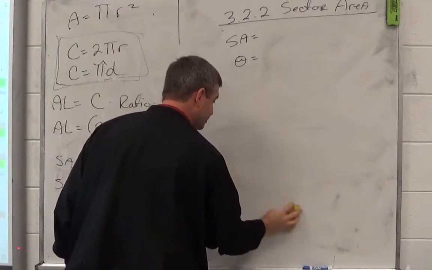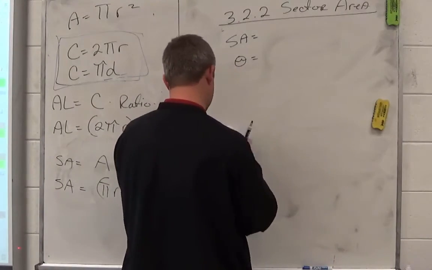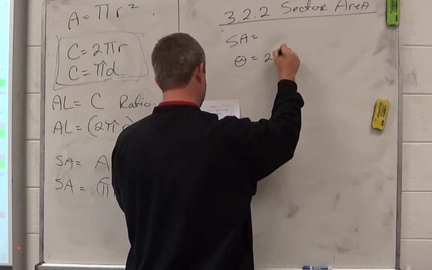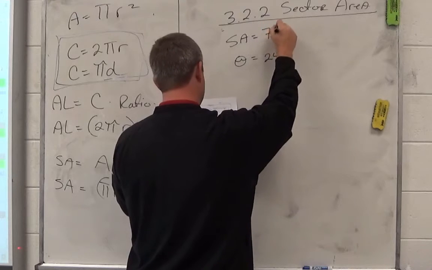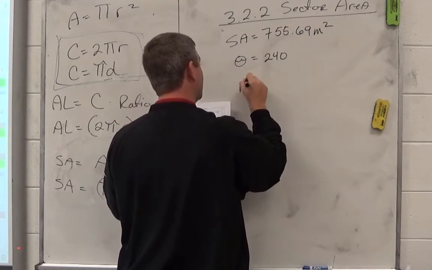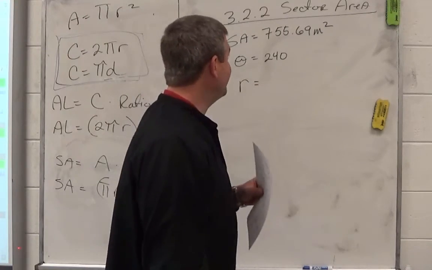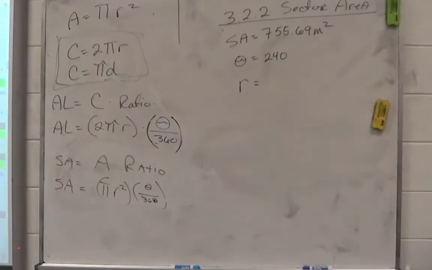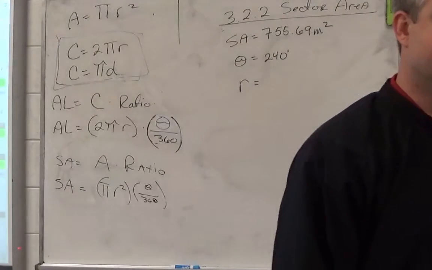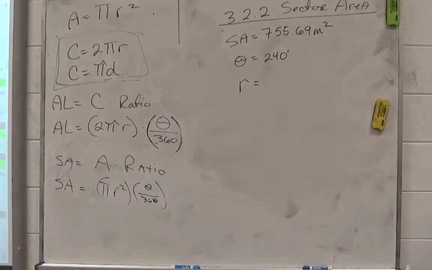You try this one. Sector area 755.69 meters squared. The ratio is 240 degrees. Find the radius. Try this one now at your desk.